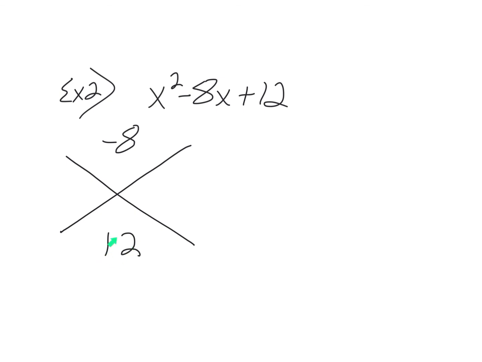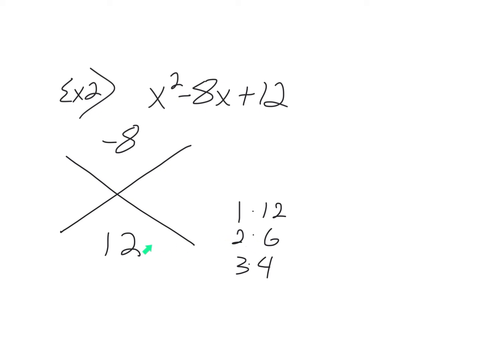Okay, so now the multiples of 12 that we can add together to get negative 8. Let's just start by writing down our multiples of 12. So we have 1 times 12, 2 times 6, and 3 times 4. Well, if you look at these combinations of numbers, obviously there's no way we can turn a 12 and a 1 into an 8 by adding or subtracting. And there's no way we could turn 3 and 4 into an 8 or a negative 8. But we can do that with 2 and 6.